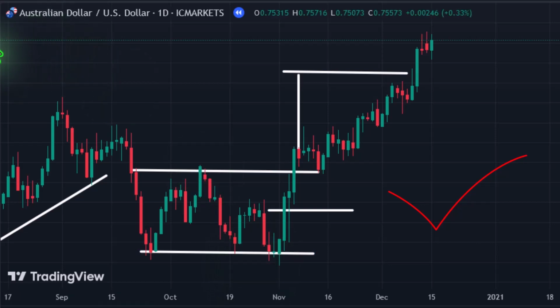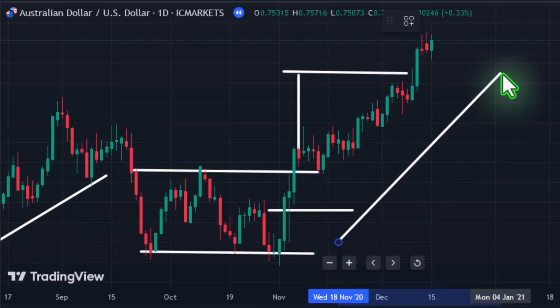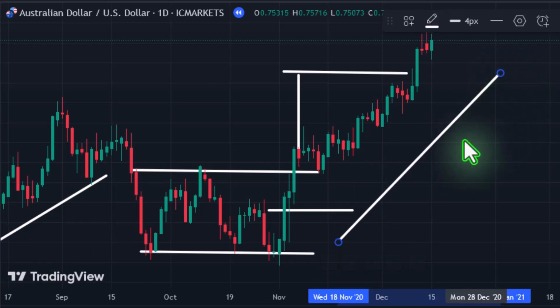So it's a continuation pattern. So immediately price comes in this way, you should be looking for price to head in this direction. So this is how you trade a bullish rectangular pattern. So let me quickly show you an example of how to trade the bearish rectangular pattern.